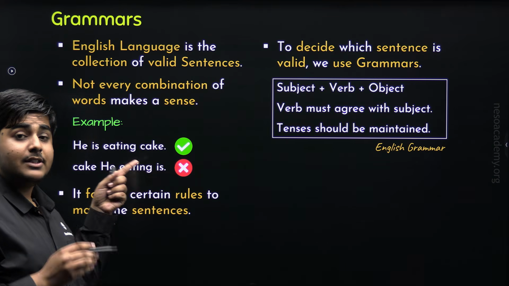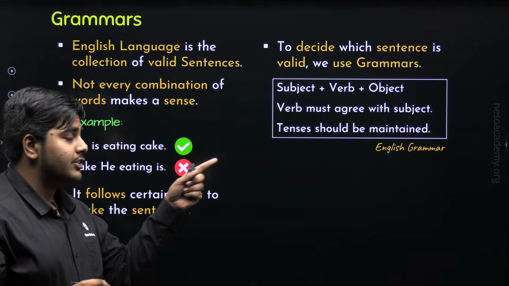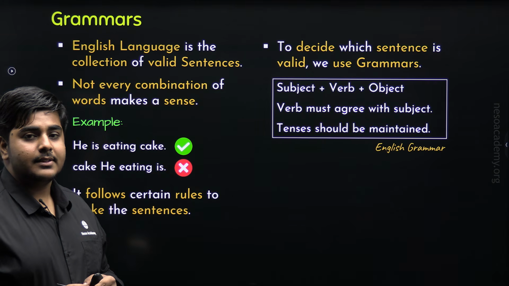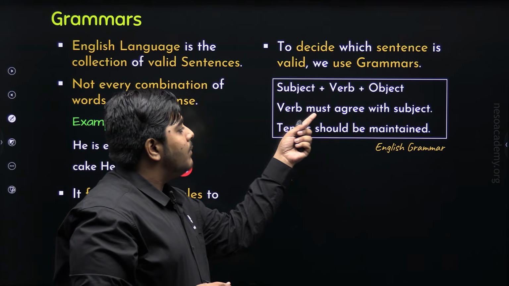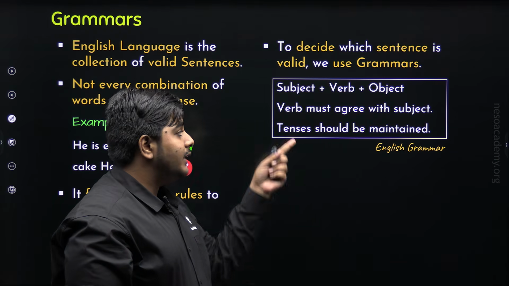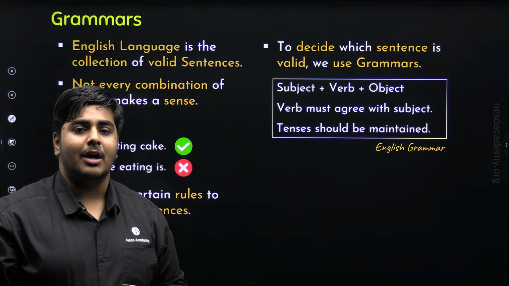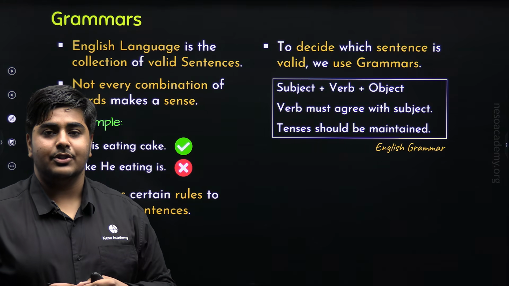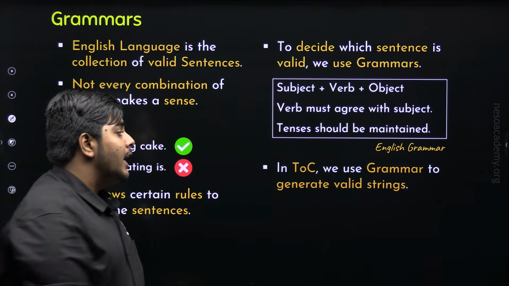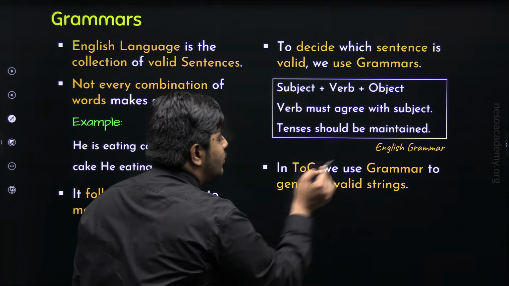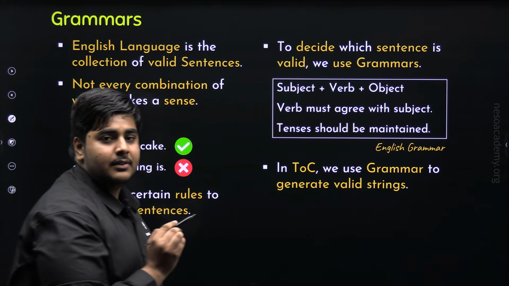And this sentence is not according to the rules of English grammar. That is why this sentence is an invalid sentence. Similarly, verb must agree with the subject. Tenses should be maintained. So these are some rules of English grammar that are used to create valid sentences in English. And similarly, in theory of computation also, we use grammar to generate the valid strings.